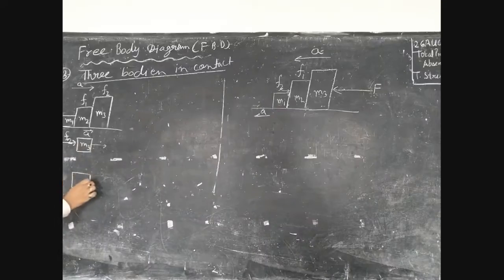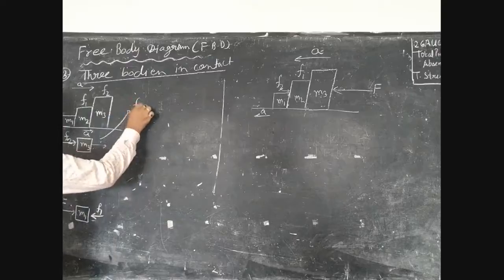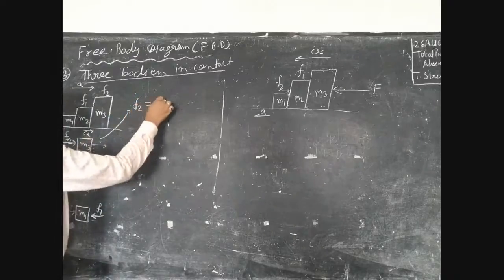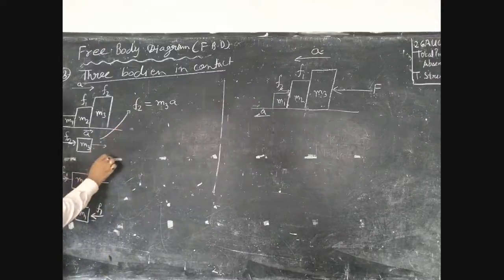Now M2. Who is opposing M2? F2. How much acceleration did it get? F1. This is your M2. And the last body is M1. Applied force F and opposing with F1. Now make the situation. This is how much? So this F2 is equal to mass and acceleration given, M3A. Clear?